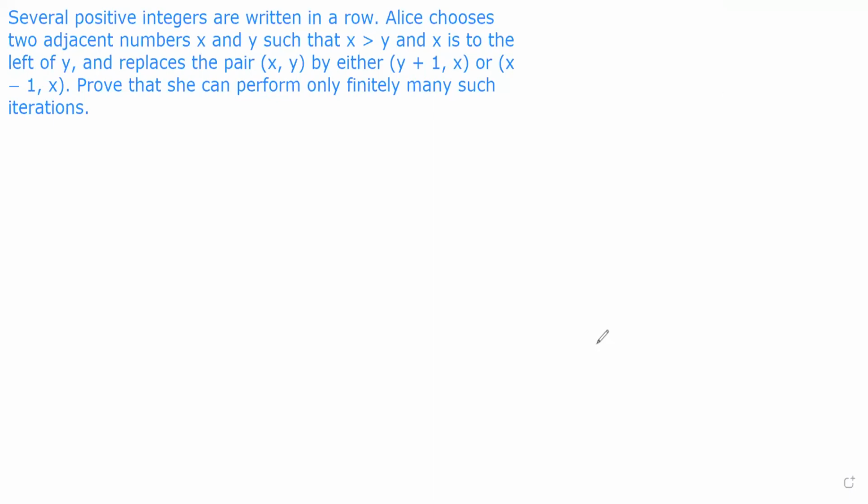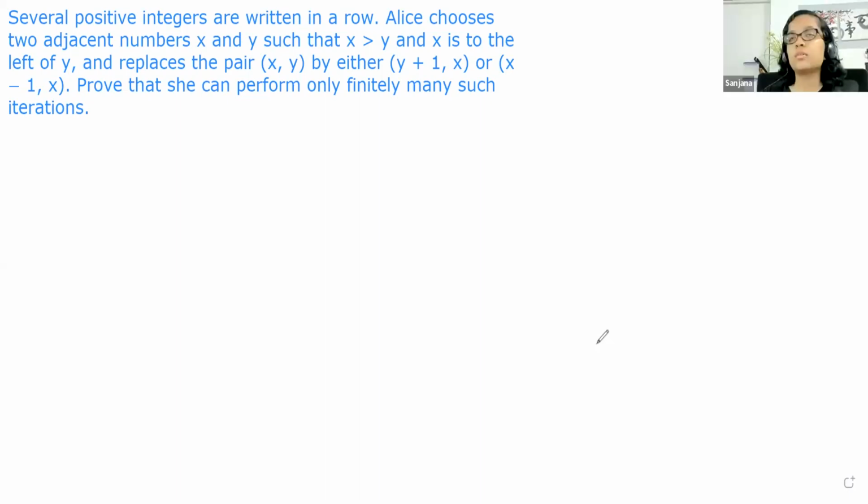Yes, that makes sense. To prove that, you can look at the maximum value, and you'll observe that after finitely many iterations, the maximum value gets pushed to the very end and then it will never be used again. Okay, that is a nice solution.